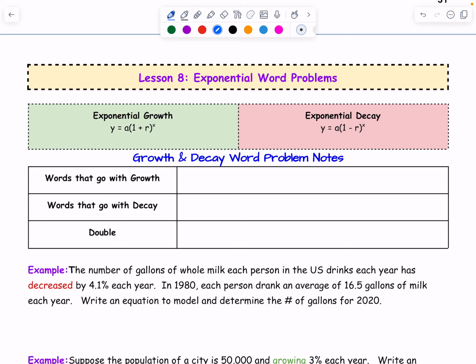In this video, let's take a look at exponential word problems. Remember, we have exponential growth and exponential decay, which are very similar formulas, but one has the plus sign and one has the minus sign. So let's write down what our variables mean for both of these.